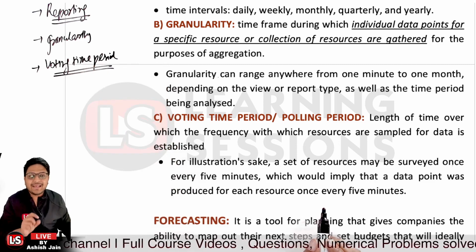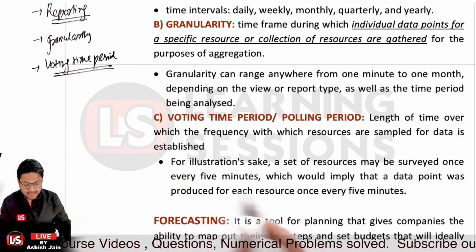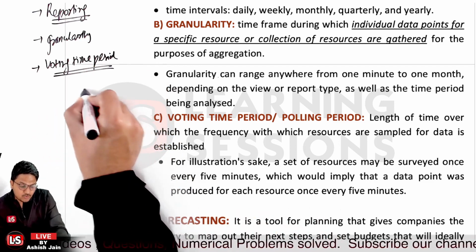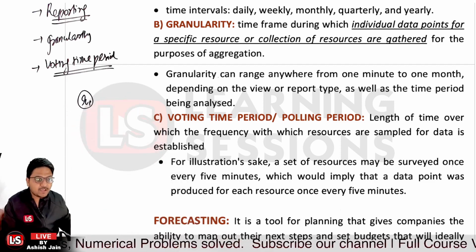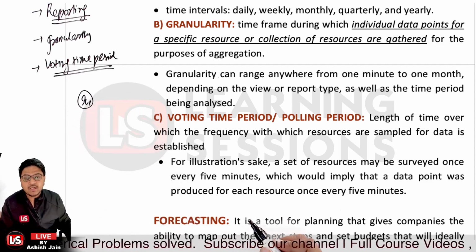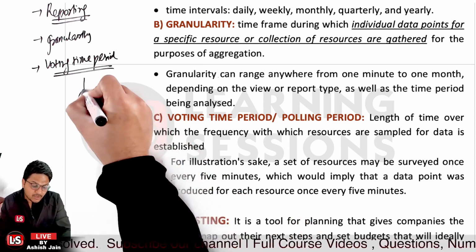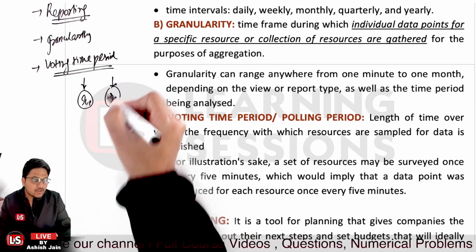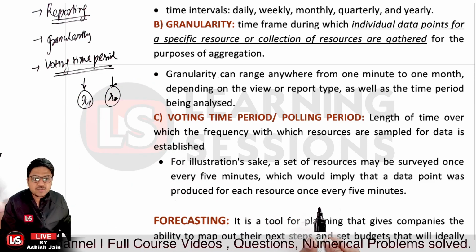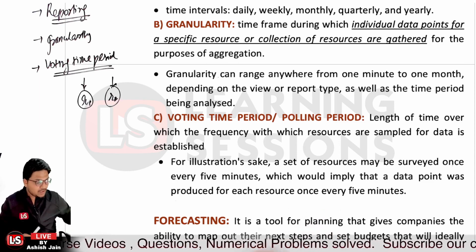Okay, so it is the length of the time period, which is the frequency with which the resources are sampled. Let's say we are going to sample the data points or the resources at some frequency. That is said to be the polling time period or polling period, that is, at what time we are going to fetch the data from these resources. That is the polling period, right?